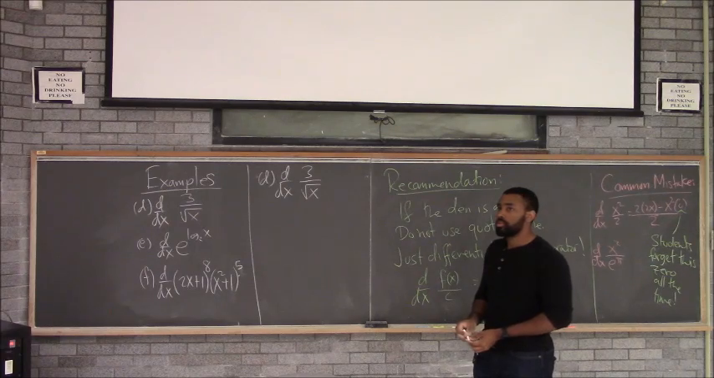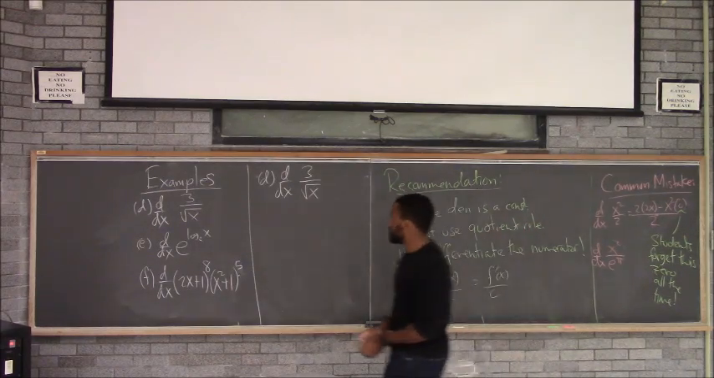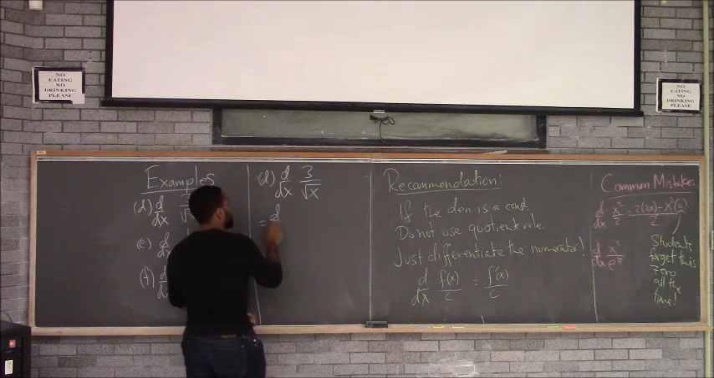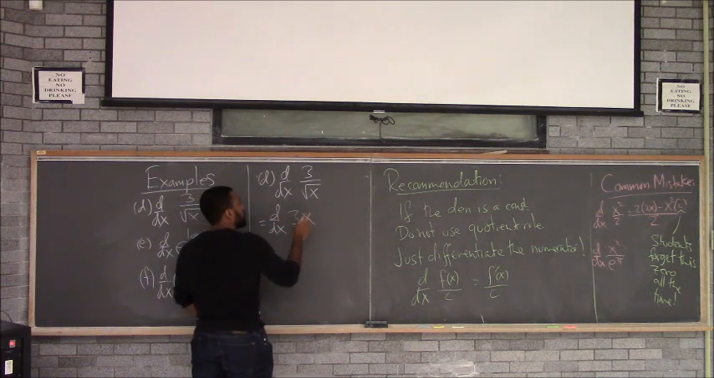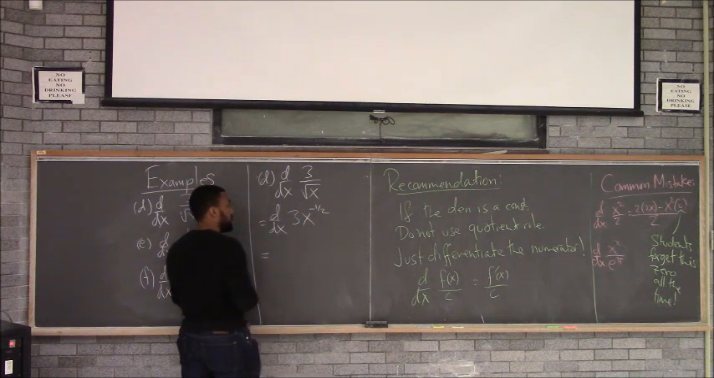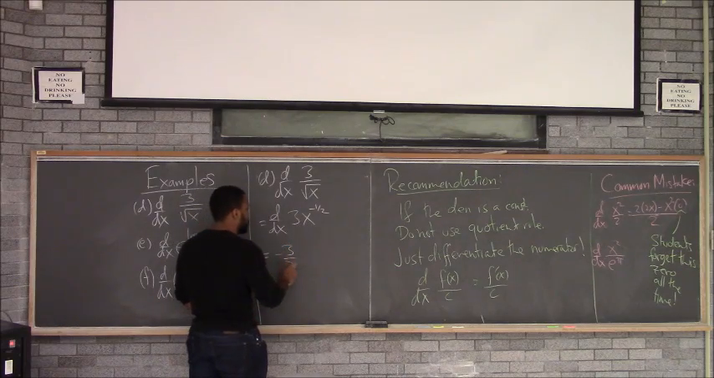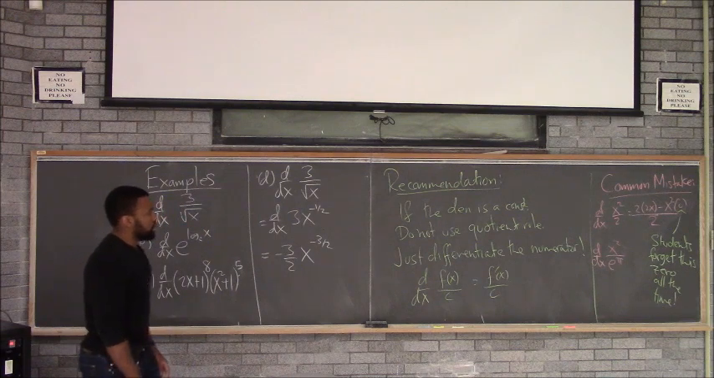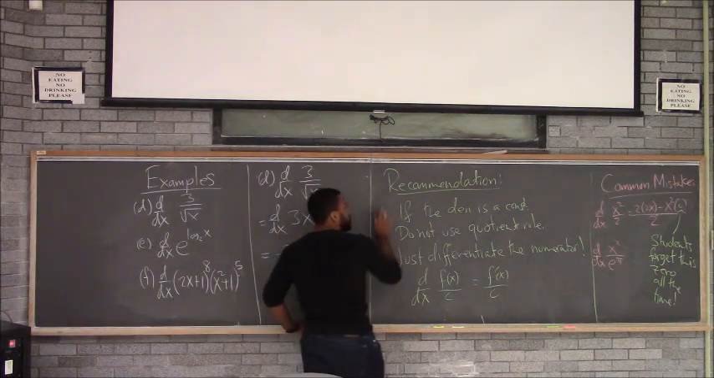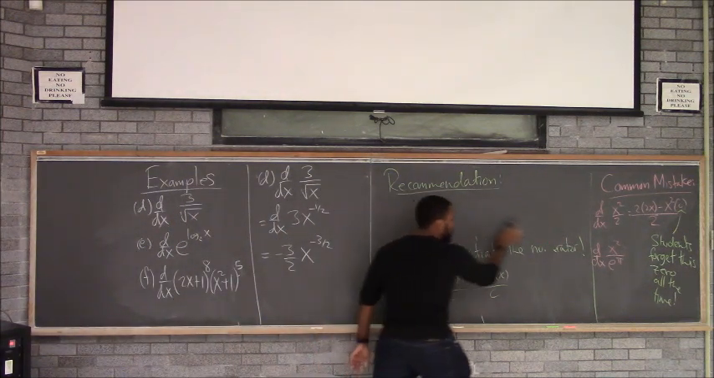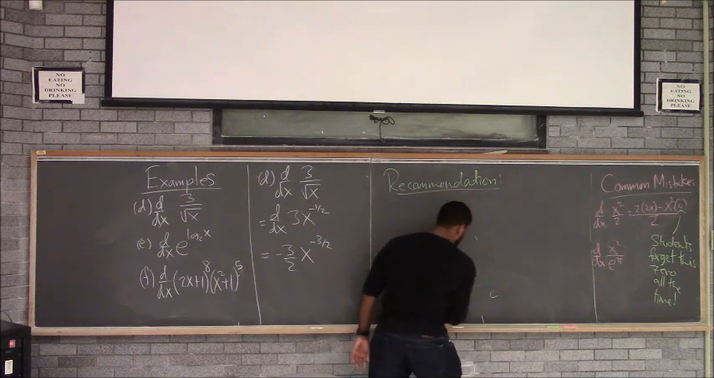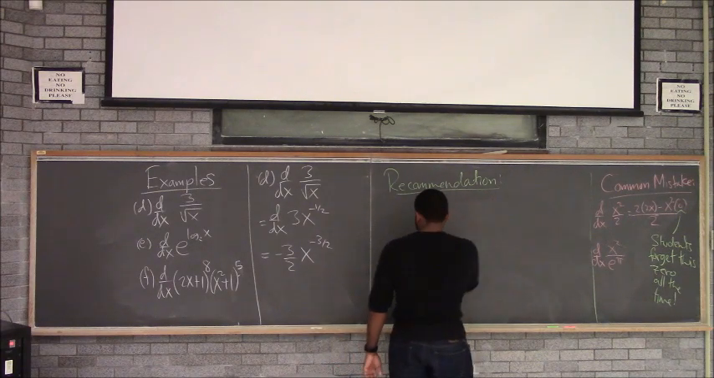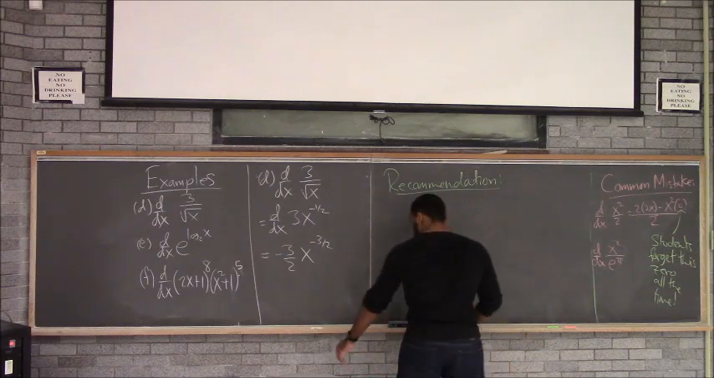Yeah? First, you do write it. Right. 3 times d over dx. Actually, 3 times x to the negative half. Negative 1/2. And then use the power rule, right? Minus 3 over 2. X to the minus 3 halves. That is another recommendation. If the numerator is a constant, don't use the quotient rule. For a similar reason.